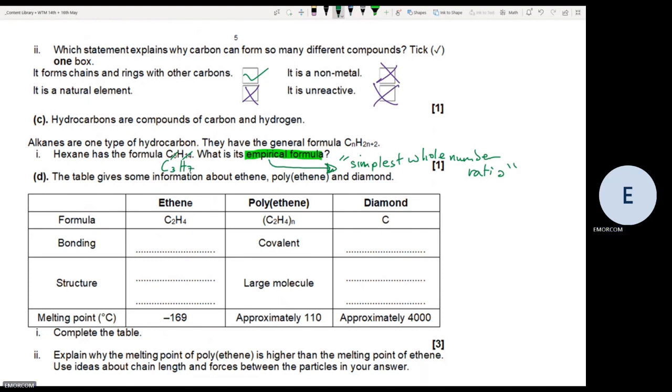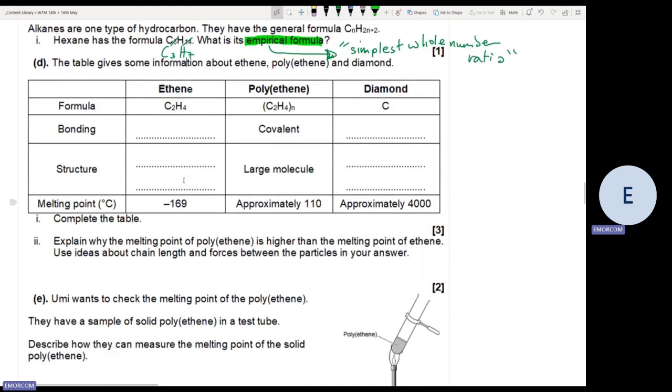Part D says the table gives some information about ethene, polyethene, and diamond. And the first question for that says complete the table. So the type of bonding in ethene is covalent because we've only got non-metal atoms. The type of bonding in diamond is also covalent, which we should know anyway. So here it's because we've got carbon and hydrogen, which are both non-metals. And here we should know carbon, non-metal, all bonded to itself.